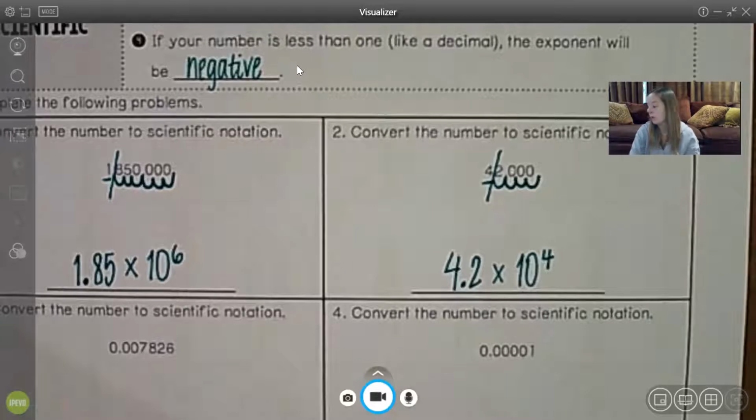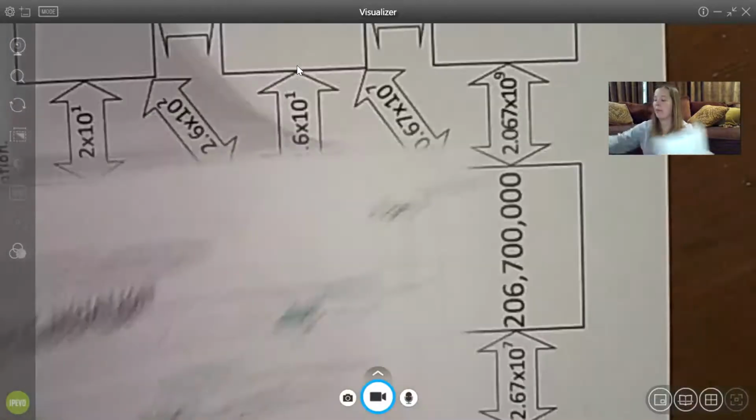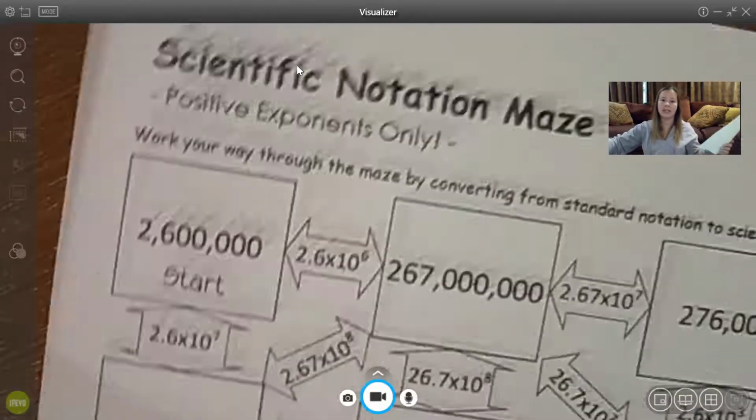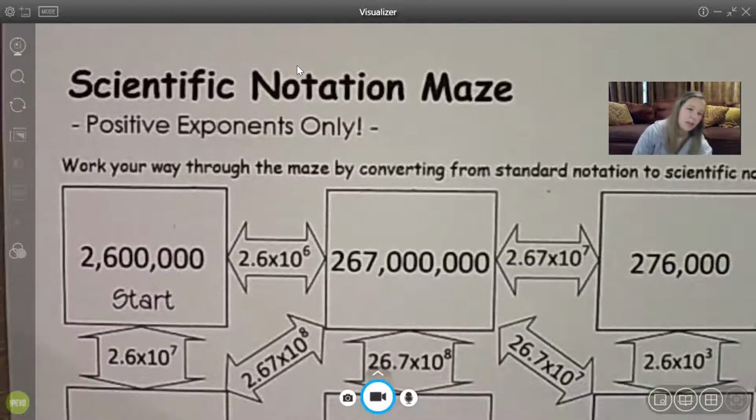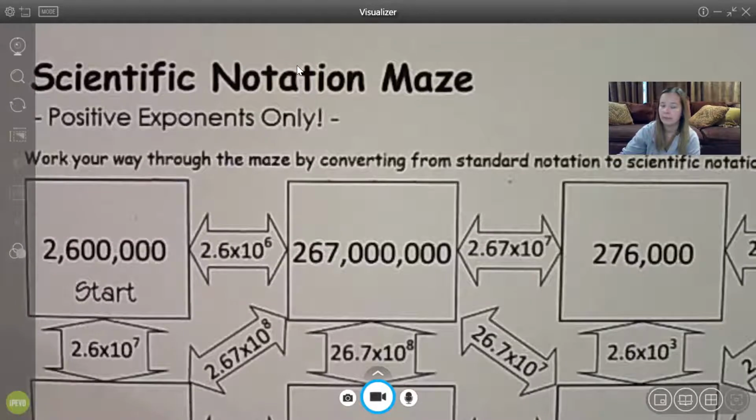For homework, you guys are going to work on a maze that's on page 7. If you can all go to page 7 now, it says scientific notation maze, positive exponents only. Okay. Work your way through the maze by converting from standard notation to scientific notation. I'm going to do the first two with you.